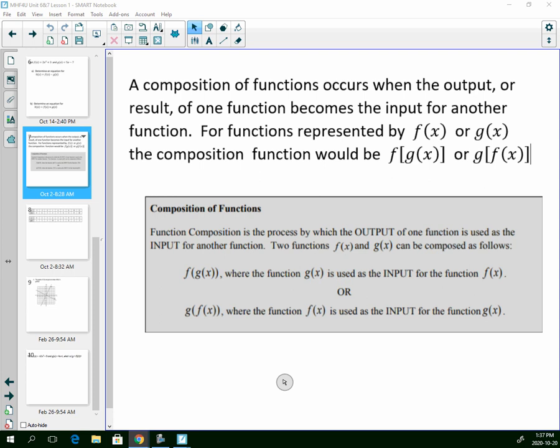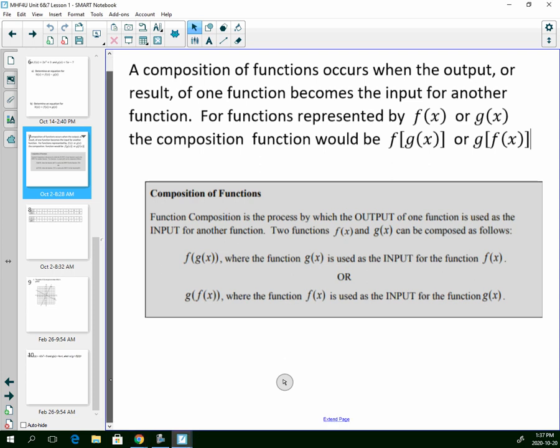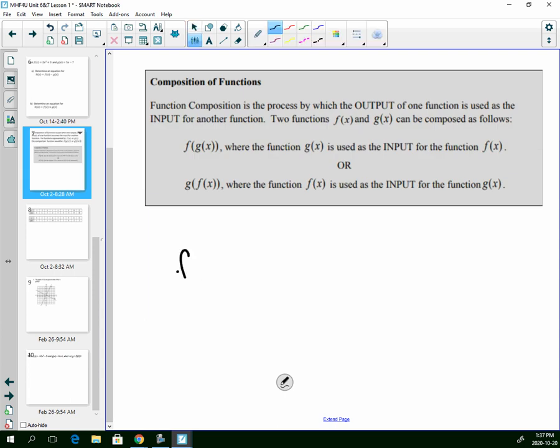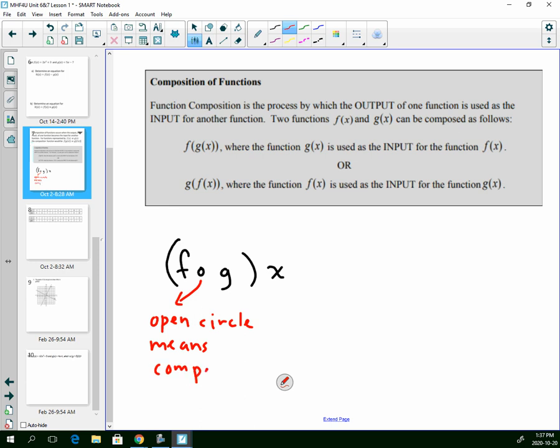And then that output then becomes an input for the next function. Okay, so then it becomes x for the next function, and it gets subbed into the other function. So you're going to see something that looks like this. So you will see an open circle. So this open circle means composition. Right? It's not to be confused with multiplication.